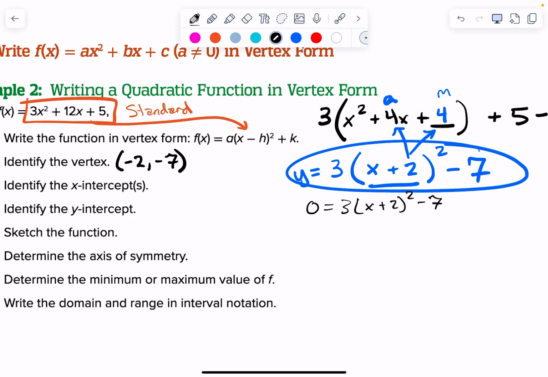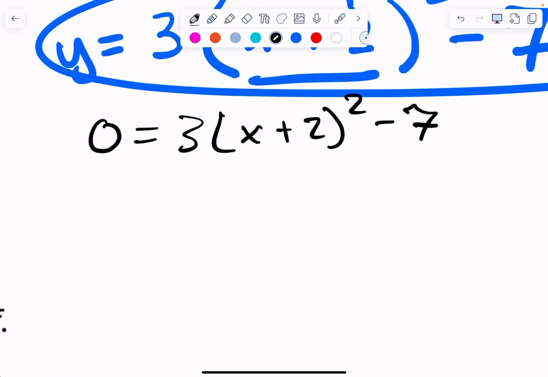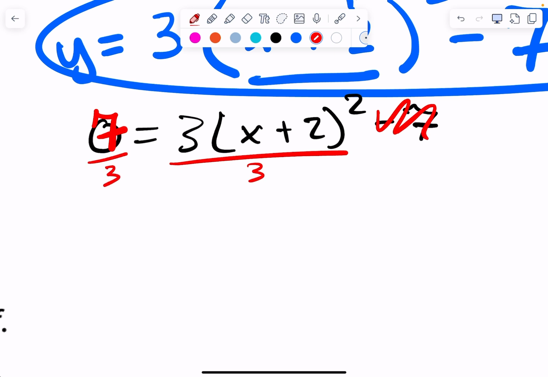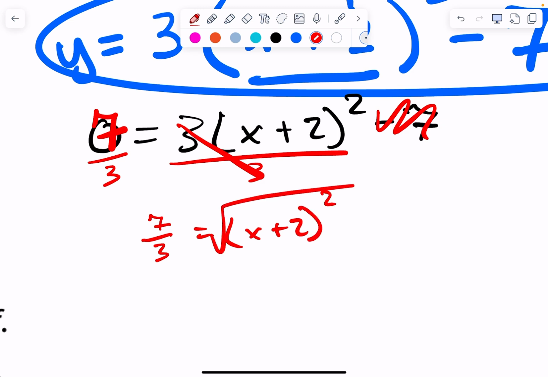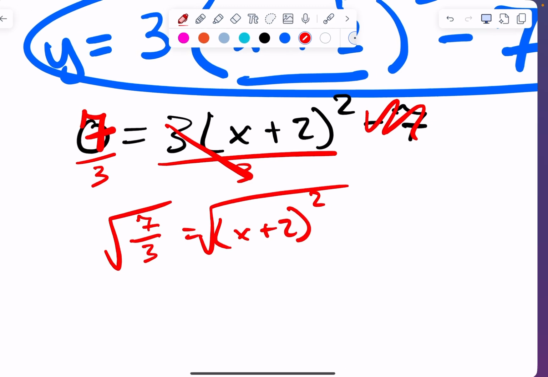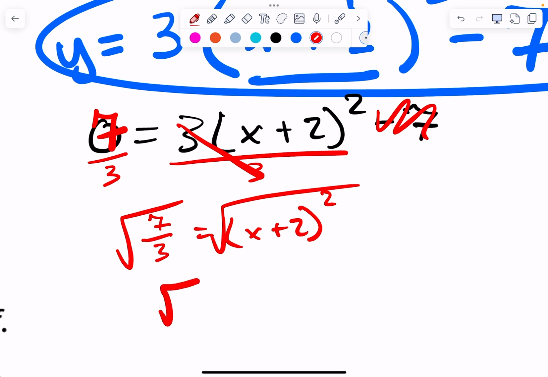Oh, gross. Add 7. We're gonna do this on our test. 7's over there. Now what? Divide by 3. That's disgusting. So we'll just leave it as 7 over 3 equals x plus 2 squared. Take the square root. Let's just leave it as the square root of 7 over 3. That's disgusting. But we need something.